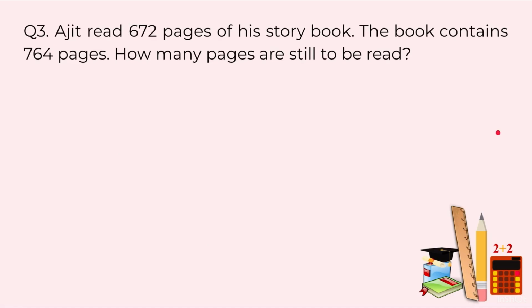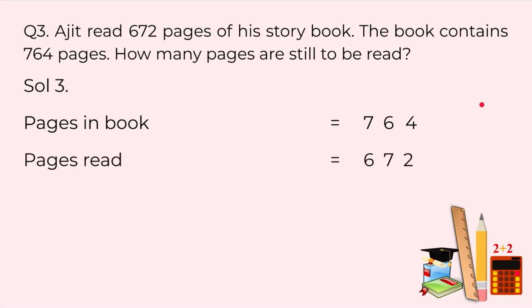Question 3. Ajit read 672 pages of his storybook. The book contains 764 pages. How many pages are still to be read? In this question, I had told you we have to write the information in the second statement first. So we will write pages in book is equal to 764. Then after this, we will go to the first statement which says Ajit read 672 pages of his storybook. So now we will write pages read is equal to 672, because in the first statement they are telling us about the pages read by Ajit.